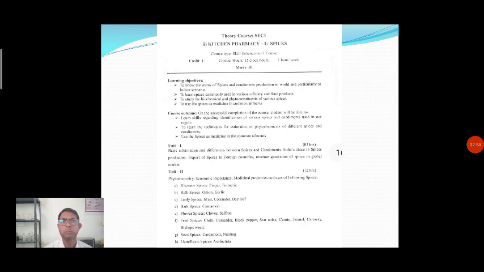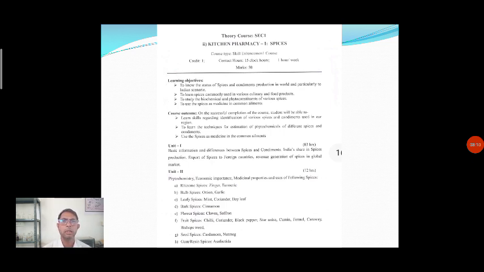Now moving to the part that we call kitchen pharmacy 1. It is given the name kitchen pharmacy 1 spices. So it gives a clear-cut idea that we need to study spices in this particular kitchen pharmacy syllabus.